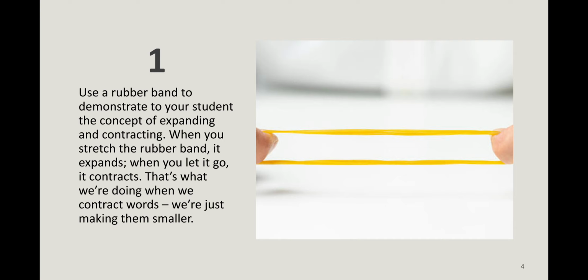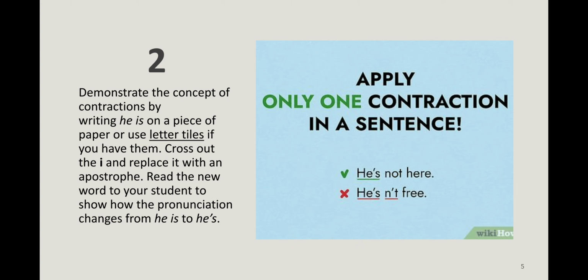How to teach the concept? Number one, use a rubber band to demonstrate to your students the concept of expanding and contracting. When you stretch the rubber band, it expands. When you let it go, it contracts. That's what we are doing when we contract words. We are just making them smaller. So the word should not change, its meaning should not change.